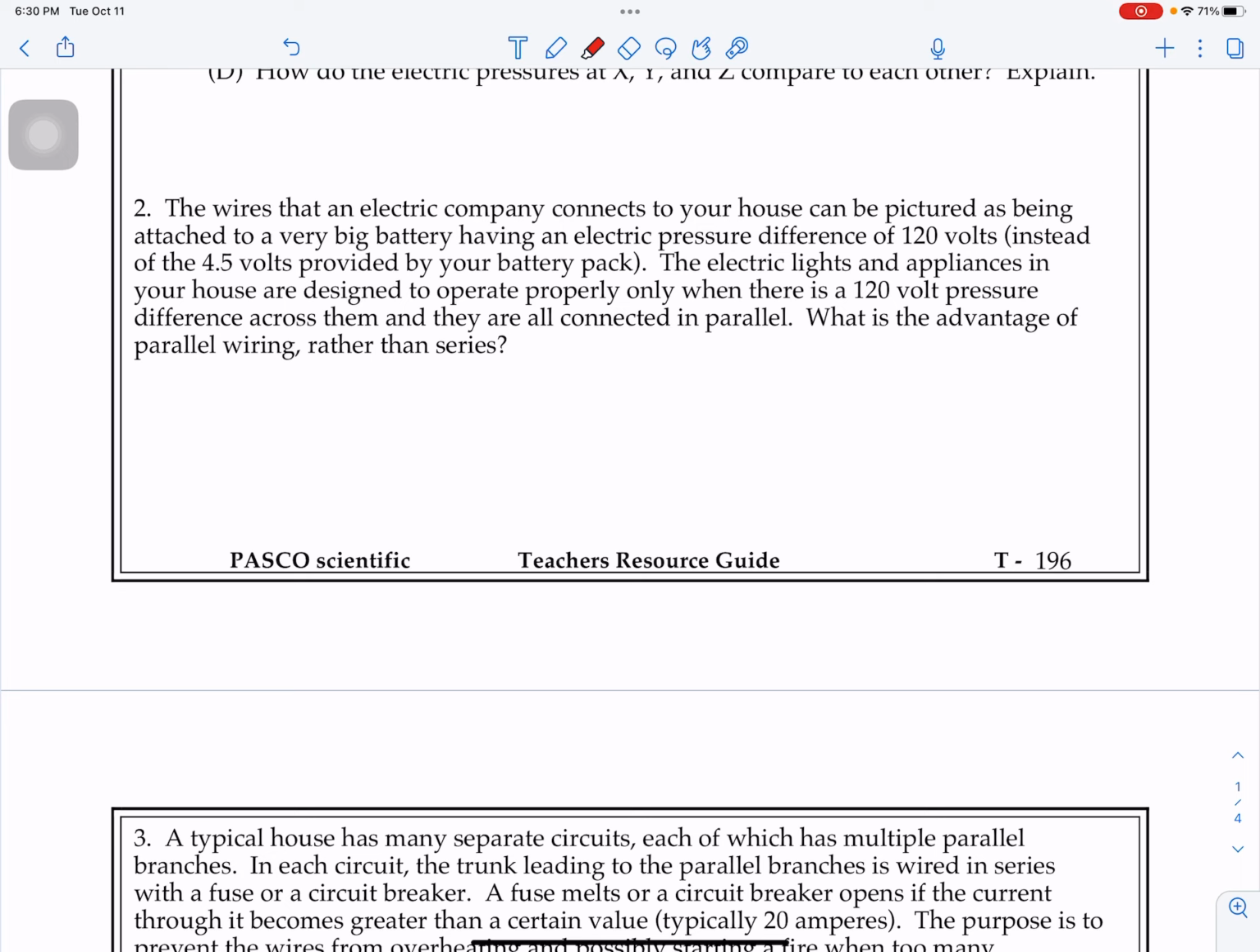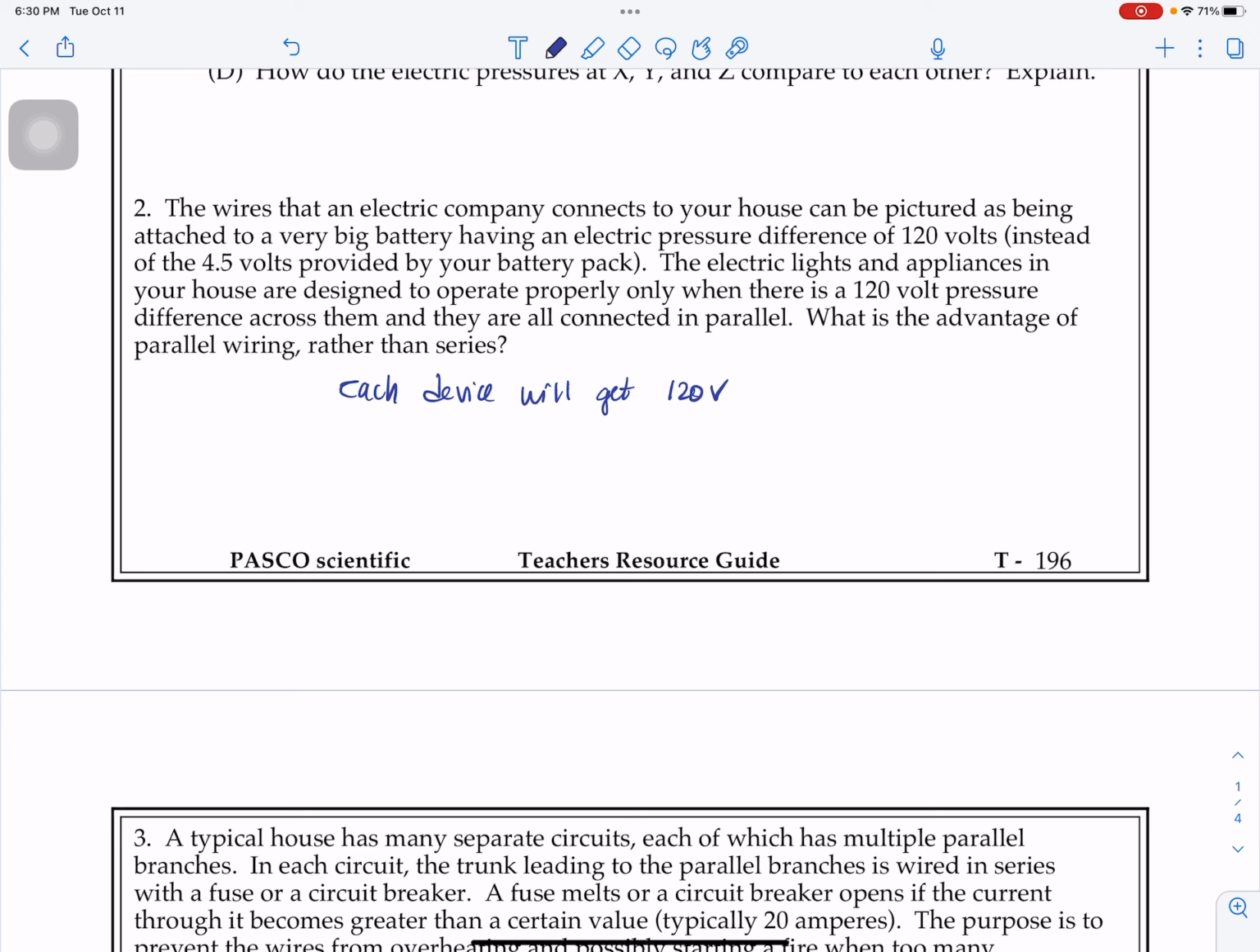So there are kind of 2 big reasons why we'd do this, and that is, without question, each device will get 120 volts. If they're in series, that 120 volts would split across the devices.